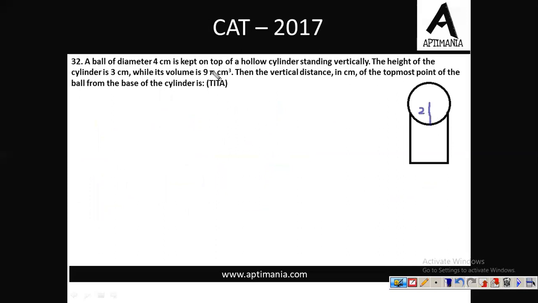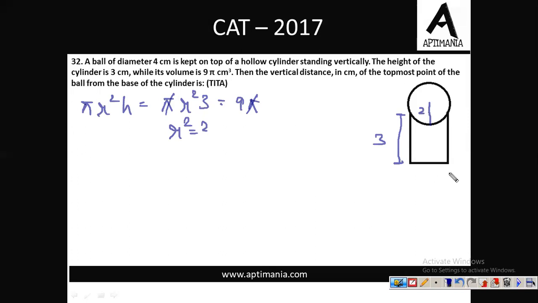आगे क्या दे रखा है? The height of the cylinder is 3 centimeter. मतलब ये distance आपका 3 है. Okay, and the volume is 9 pi centimeter cube. Right. So what is the volume of a cylinder? Pi r squared h equal to pi r squared नहीं पता, h is 3 which is equal to 9 pi. pi से pi cancel and ये हो गया r squared equals to 3 बच गया और r equal to √3 हो गया, right? So this distance is √3.